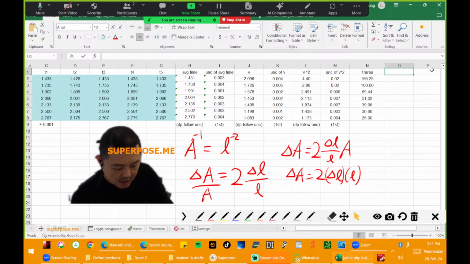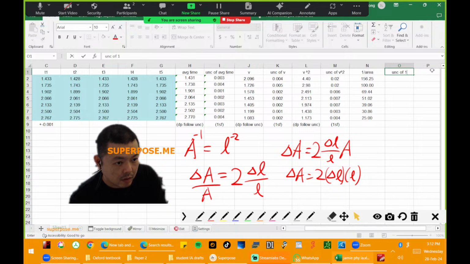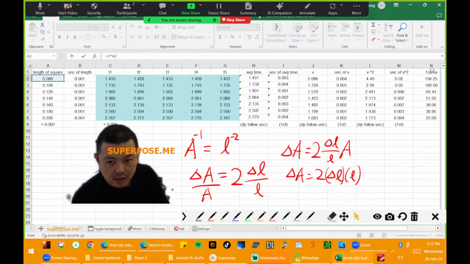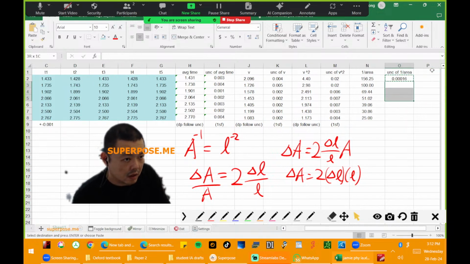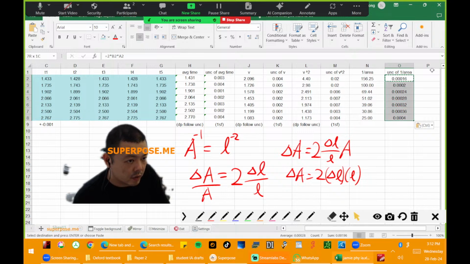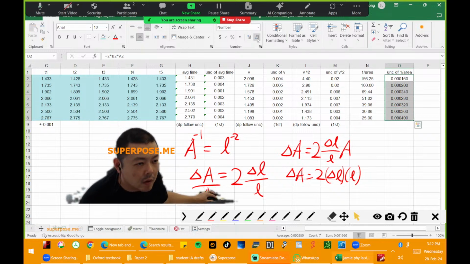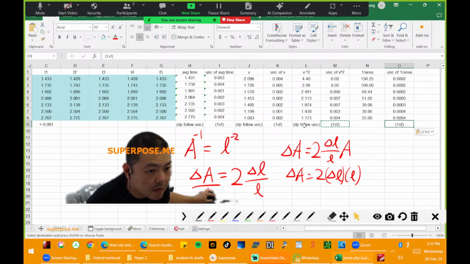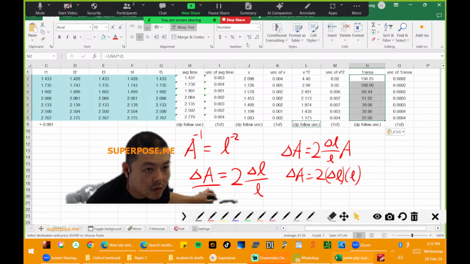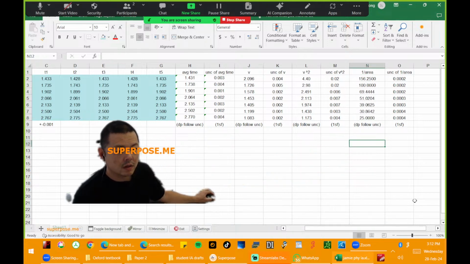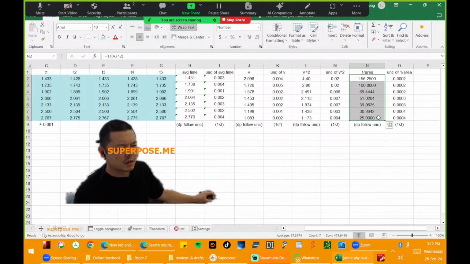Right, so the uncertainty of 1 over area is equal to 2 times this uncertainty times the length itself. Then I need to round this off to 1 SF. Then I need to do the same for this one here. Oh, 4 decimal places. Okay, that's fine. Okay, there we go. Maybe I have to double check this one again.